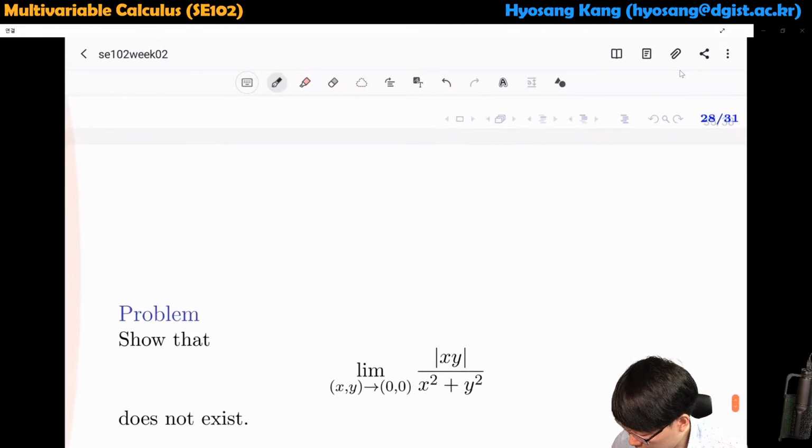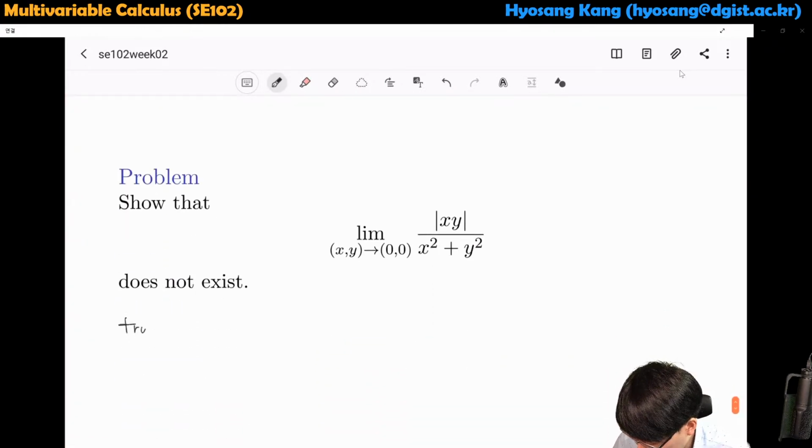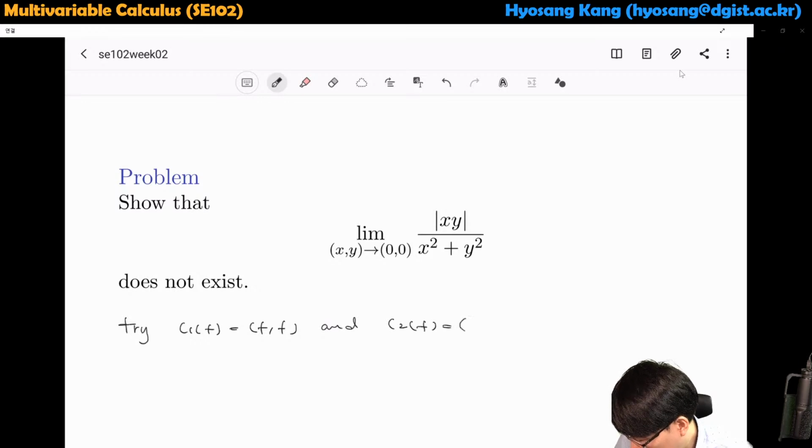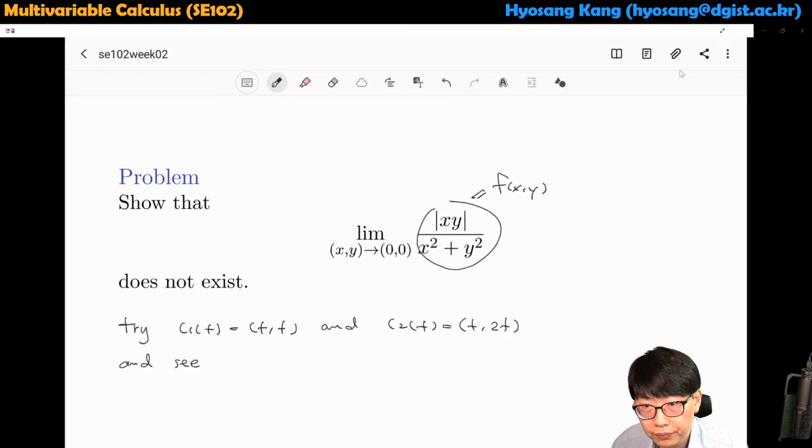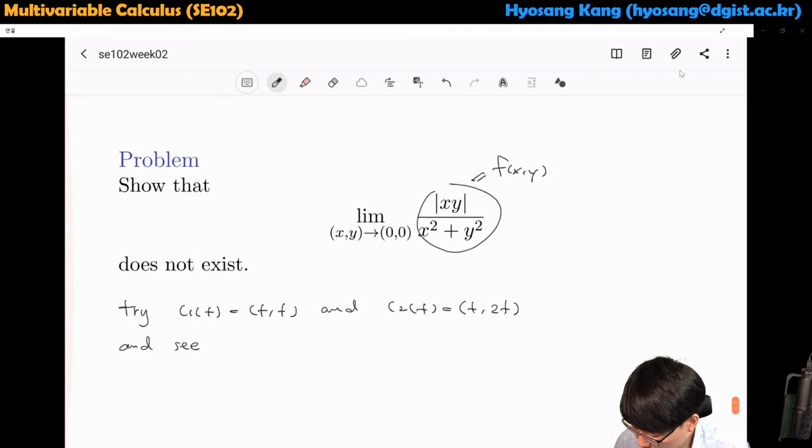So try C1(t) equals (t, t) and C2(t) equals (t, 2t). If you put these into f(x, y), then f(C1) and f(C2) converge to different values.